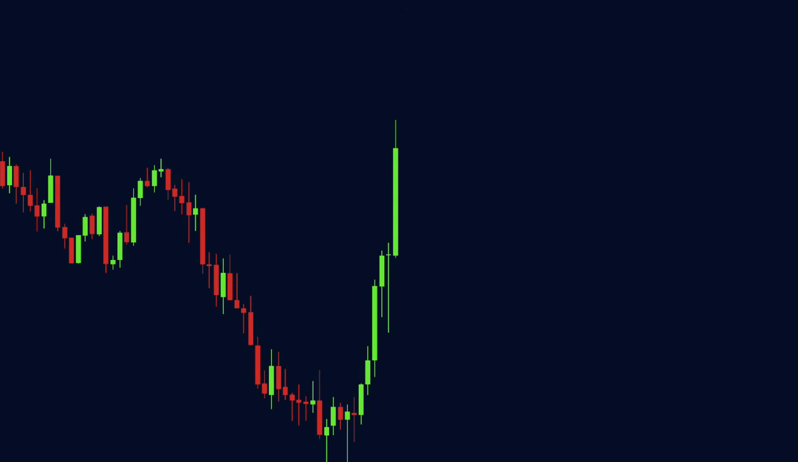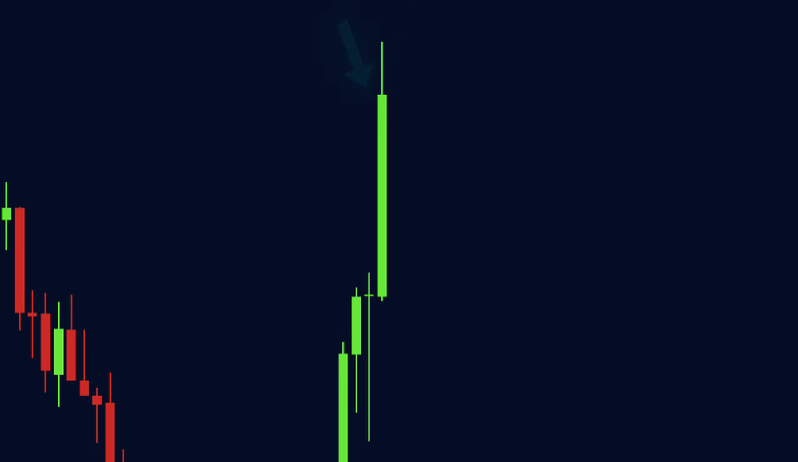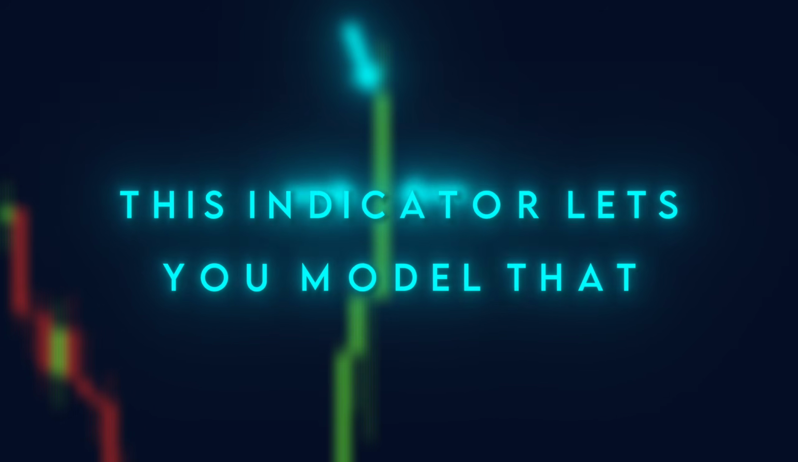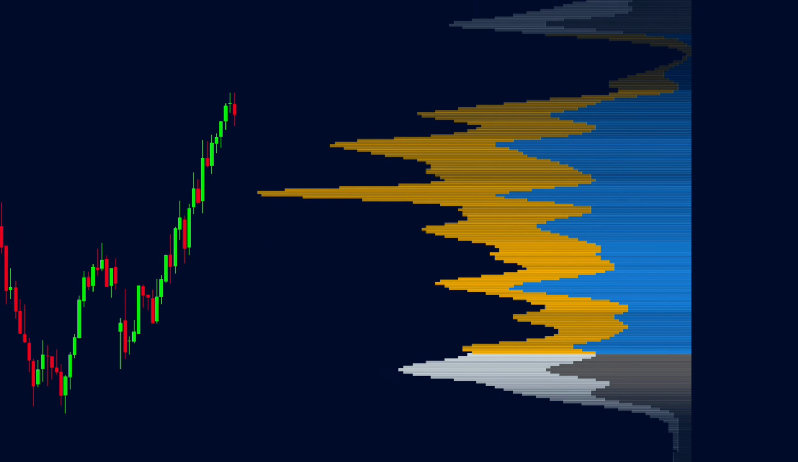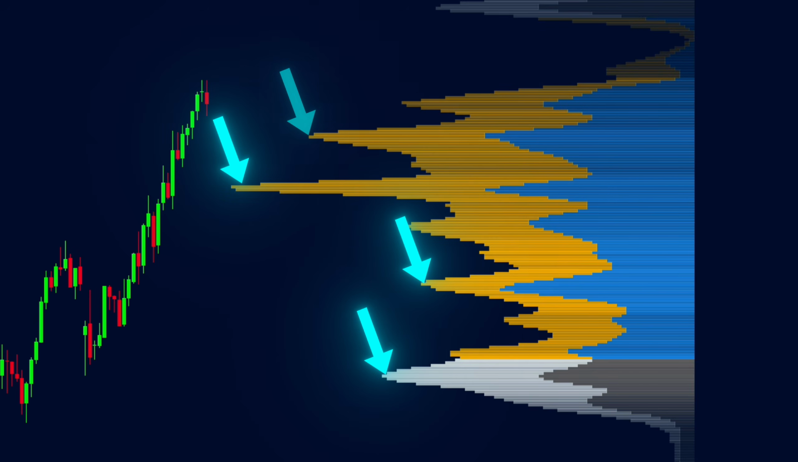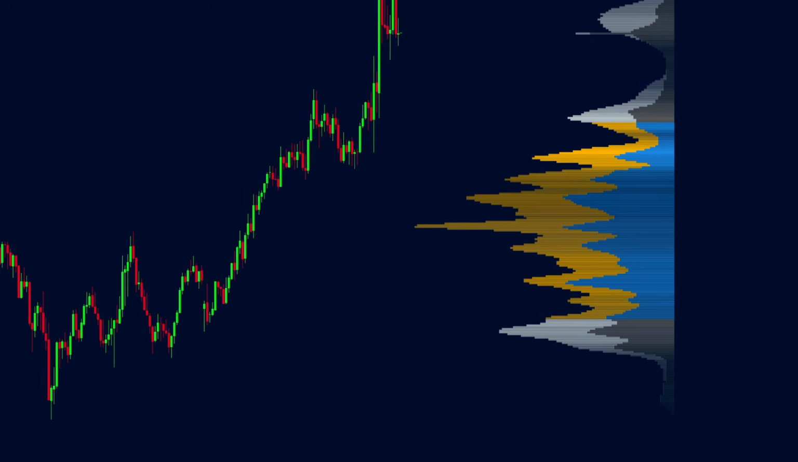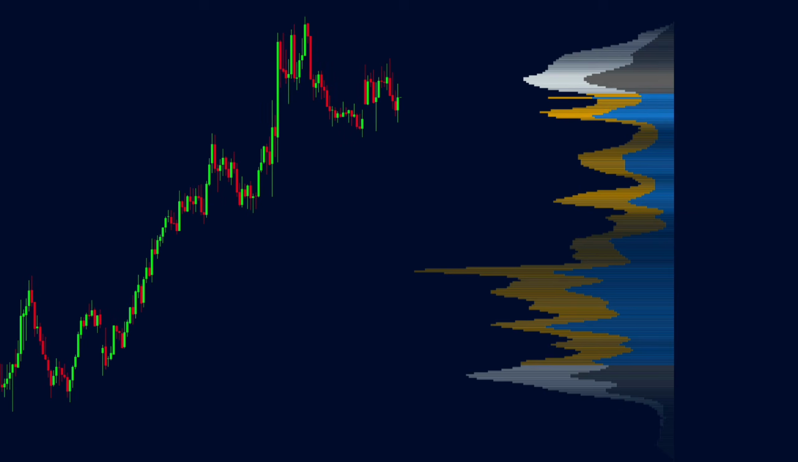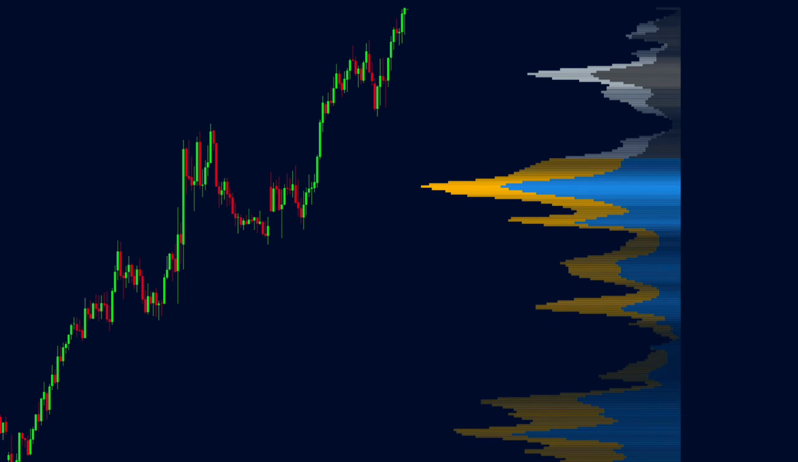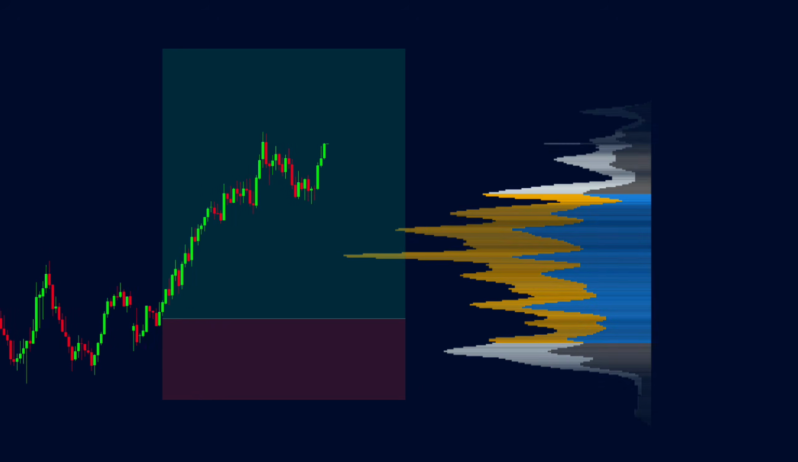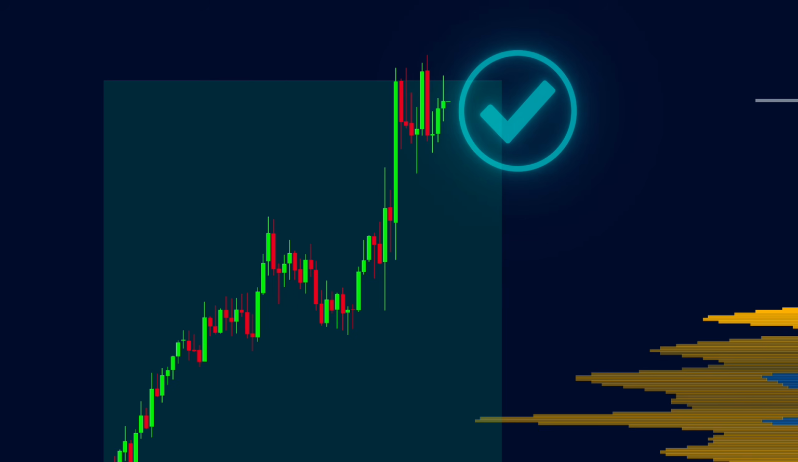In reality, most of the volume on any given candle clusters around specific prices, usually near the body, near the close, or statistically toward the center. This indicator lets you model that. It uses different distribution shapes to place volume where it most likely actually occurred. That's why this profile looks smoother and more realistic. And more importantly, it gives you a cleaner read on where the market genuinely built interest versus where it just passed through. All right, let me walk you through how to actually read this thing, because once you understand it, you'll start seeing the market completely differently.